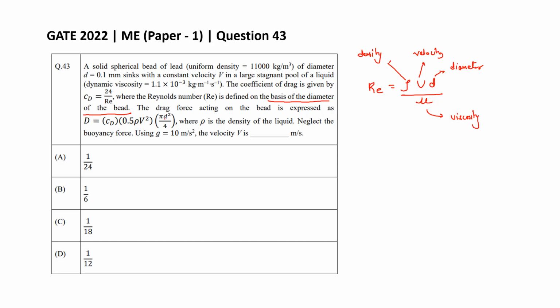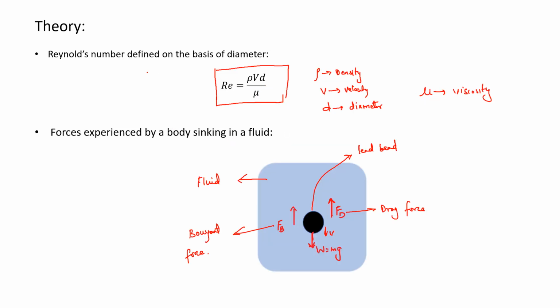And the drag force acting on the bead is expressed as given. So they have given some expression of what the drag force is. So we just need to plug everything into this formula. That's the hint. And we need to calculate this velocity v with which this spherical bead is sinking. Okay, so let's first look at some of the concepts that we need to solve this.